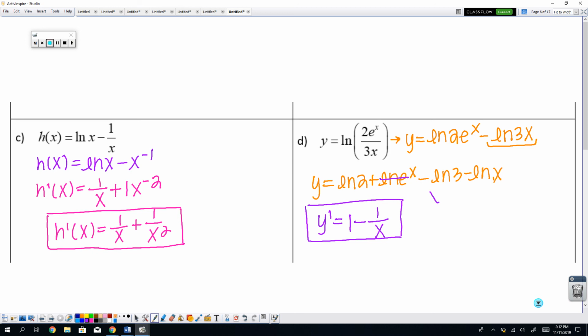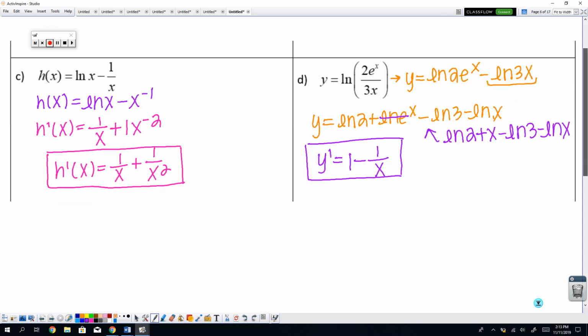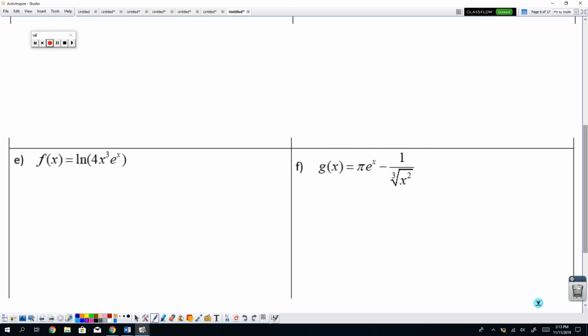And if you need me to, I can write right here that this is really natural log of 2 plus x minus natural log of 3 minus natural log of x. Okay? And then we took the derivative. Alright, now we actually have a couple more. They're hanging out down here. Forgot about that. So, we're going to do the same exact rules.